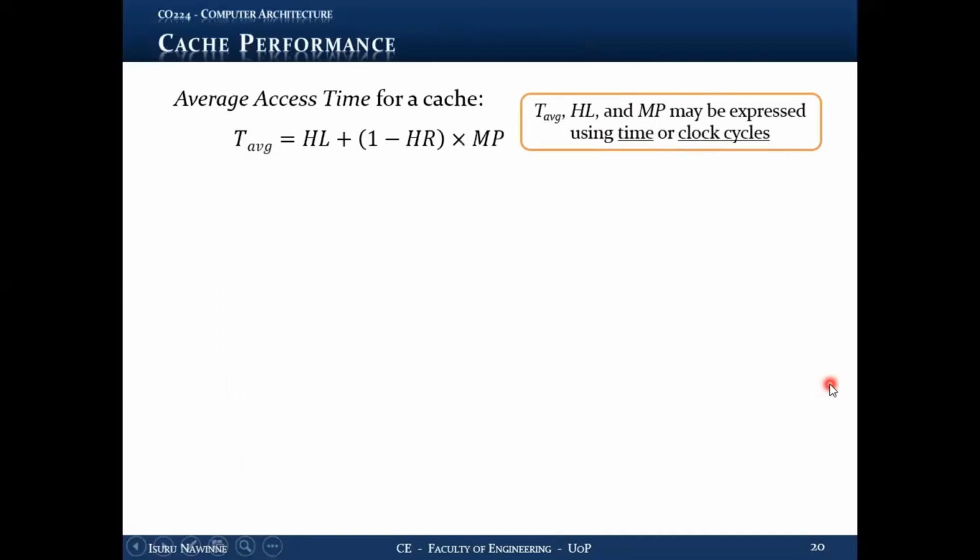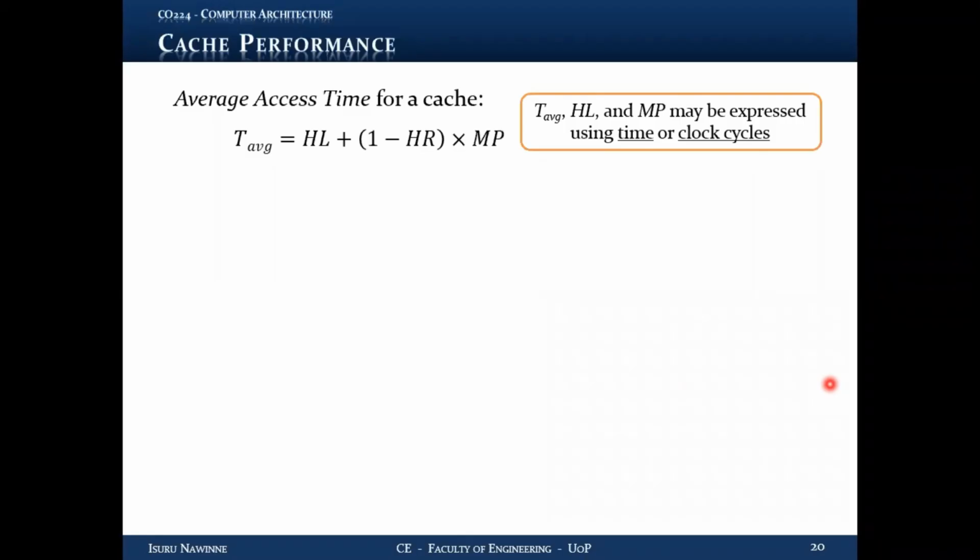Now we are going to talk a little bit about cache performance before we move on to other technical content. So the average access time for a cache, we have defined this earlier as well. T average, or TAVG, can be defined as equal to hit latency plus miss rate times miss penalty. 1 minus hit rate is the miss rate, the fraction of misses in your program. 1 minus HR is that, so HR has to be given as a fraction.